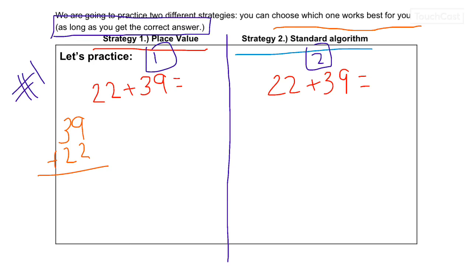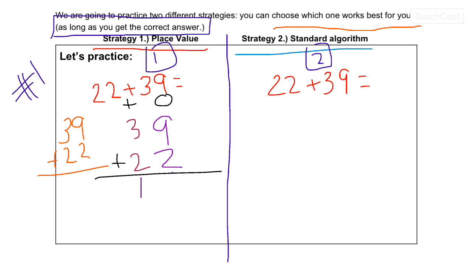But now I'm going to color code them for you. I'm going to put the ones place in purple, and I'm going to put the tens place in red. I did that on purpose. I'm also going to label that this is the ones and this is the tens. O stands for ones, T stands for tens. So let's take the ones place and add 9 plus 2. 9 plus 2 is 11. I'm going to put the 11 at the bottom here.